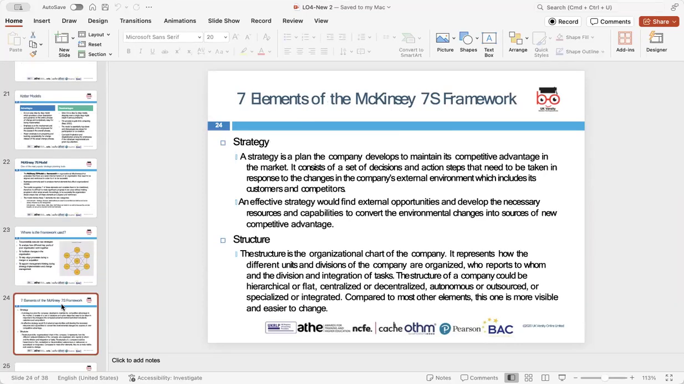Elements of the McKinsey 7S framework. Strategy, the first one, involves the plan developed to maintain competitive advantage. This plan consists of decisions and actions that respond to external changes in the market, such as customer preferences and competitive pressures. Then the second is structure.